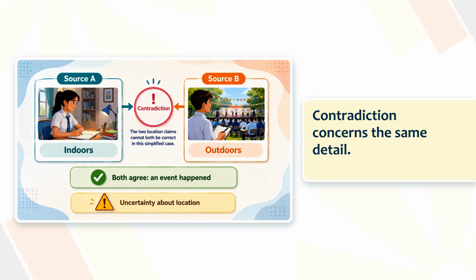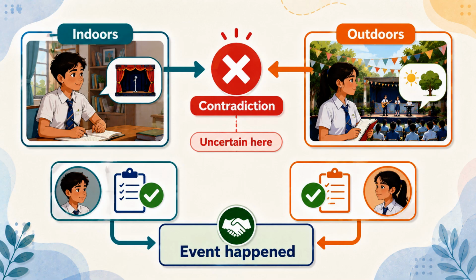The central clash marks a very specific problem. Contradiction concerns the same detail. The disagreement should be located precisely rather than spread across the whole account. Different accounts do not mean nothing can be known. We should separate the disputed detail from points on which the sources still agree. Here, the location remains uncertain, while the occurrence of the event is supported by both.